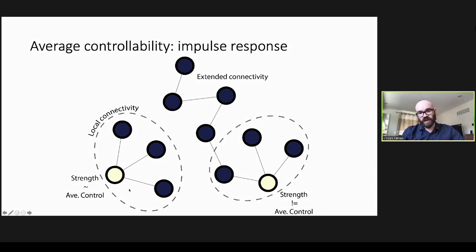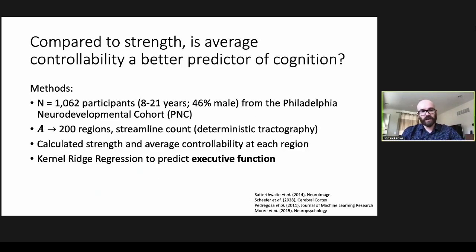This is relevant because if you have a region that has only a very limited local connectivity, which I'm illustrating here on the left, then strength and average controllability will capture redundant information. But we know that this is not true of all regions, right? Instead, many brain regions have much more extended connectivity profiles, which I'm showing here, where regions connect to regions, which connect to more regions, et cetera, et cetera. In these cases, average controllability and strength will depart from one another because average controllability can tap into the more extended connectivity profile of a region.